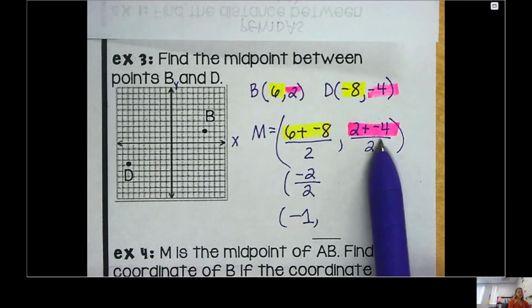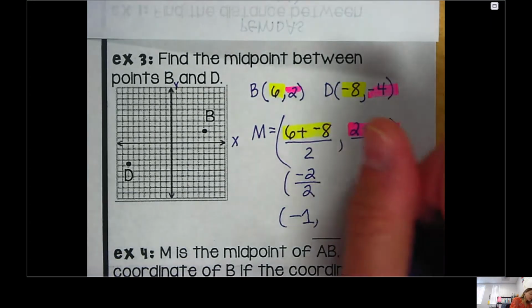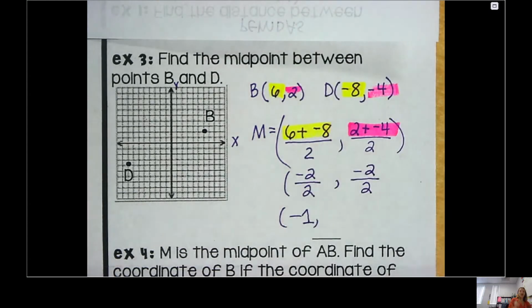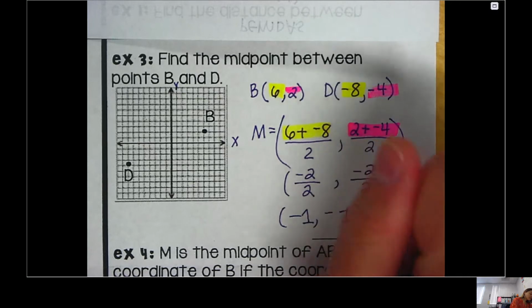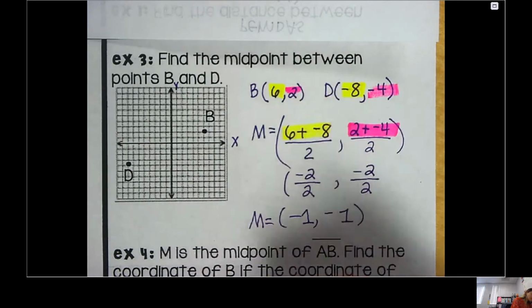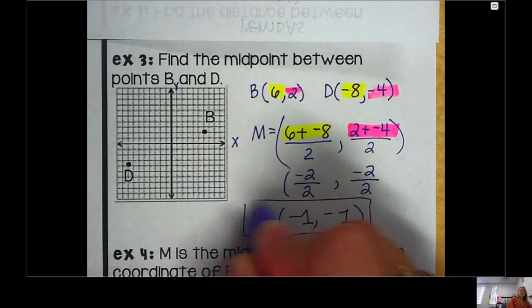What about your y values? What is 2 plus -4? Everybody. -2. Oh my gosh, what's -2 divided by 2? -1. Okay, I don't know if I heard the negative. So your midpoint is at -1, -1.